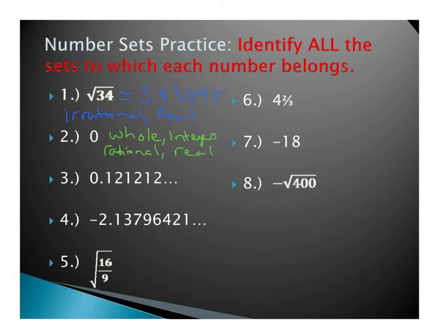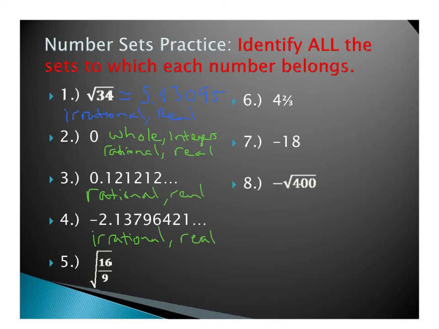So for number 3 here, we have 0.121212. Well, it's repeating, so we know that that is not going to be irrational. That's one that we can actually express as a fraction. So this is going to fall into our rational and real numbers. Number 4 here, we have negative 2.1379641, and it never repeats, and the dot dot dot means that it never terminates. So I know that one falls into my irrational and real.